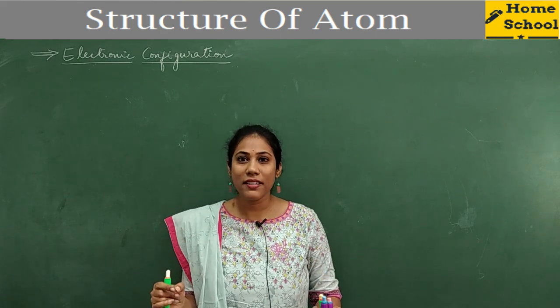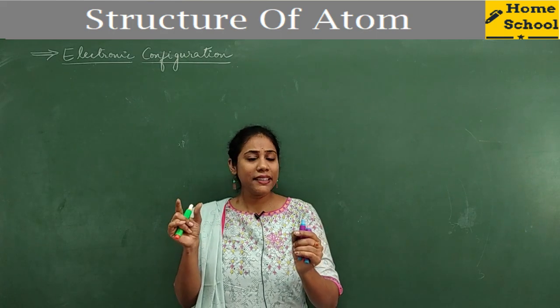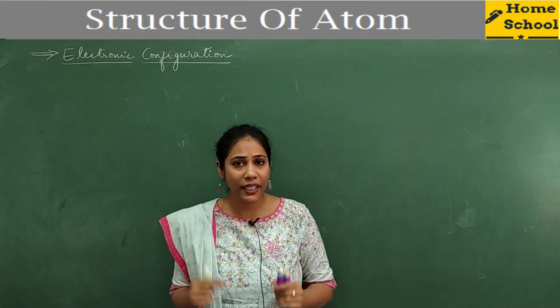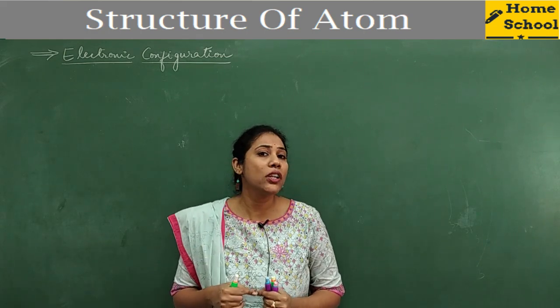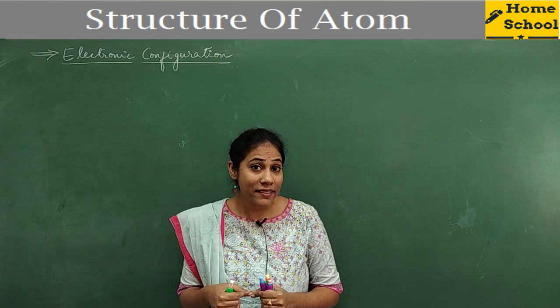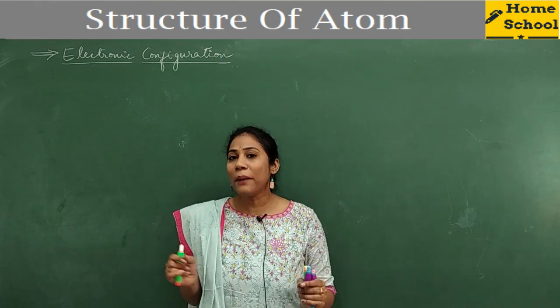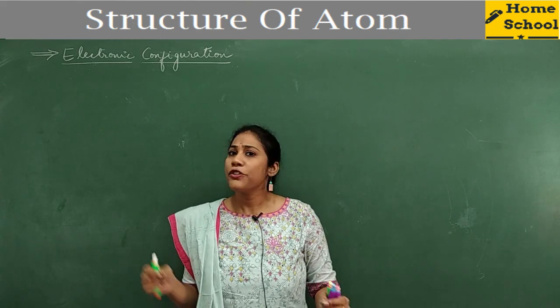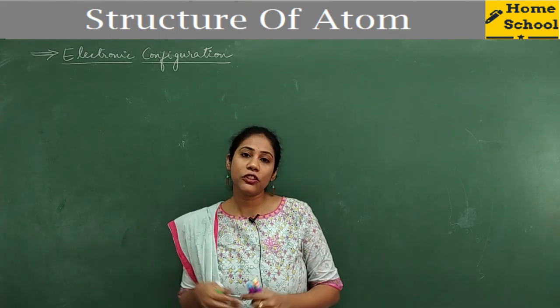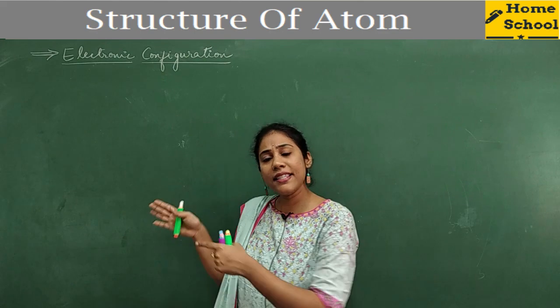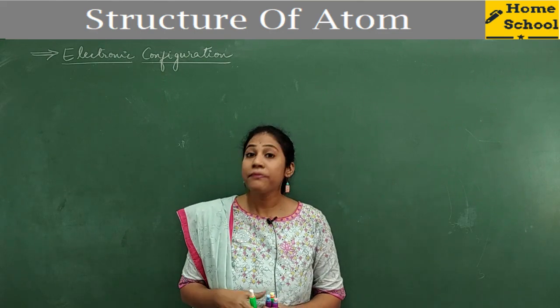In a particular atom, if you take a sodium atom, how many electrons does it have? Definitely 11 electrons, isn't it? The atomic number of sodium is 11, so it will have 11 electrons in it. So how are these 11 electrons arranged?